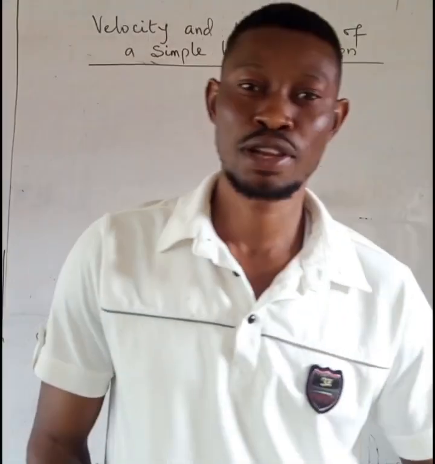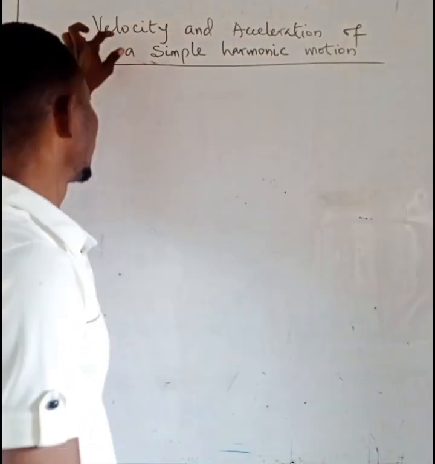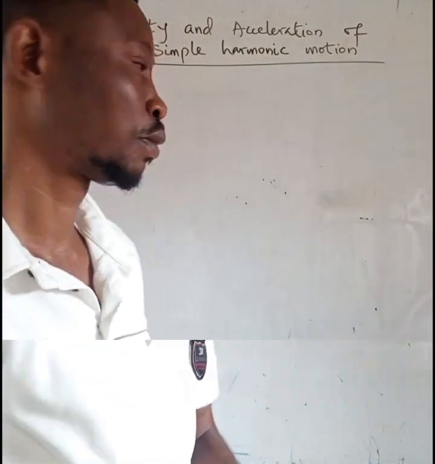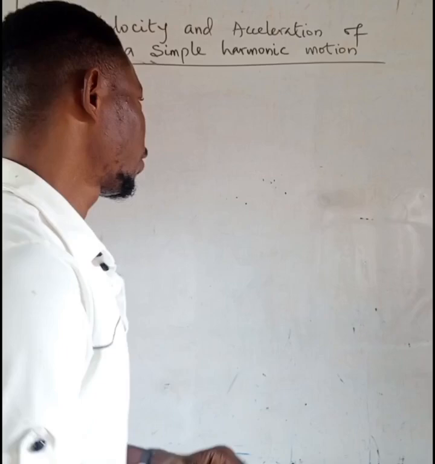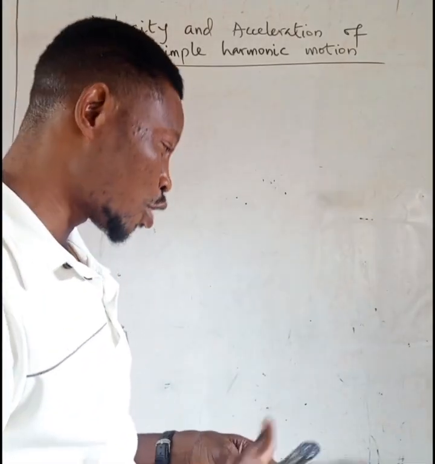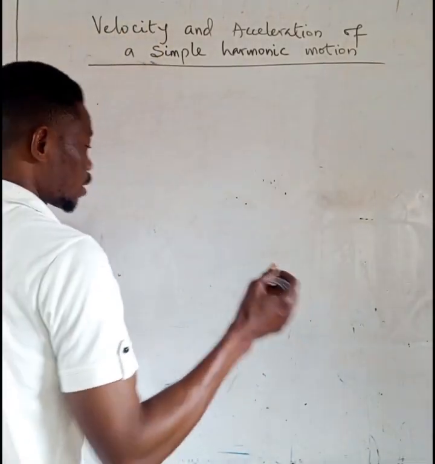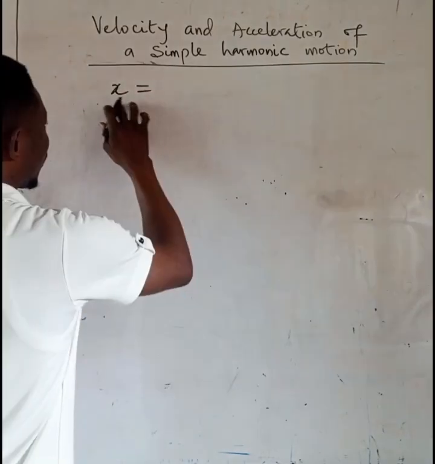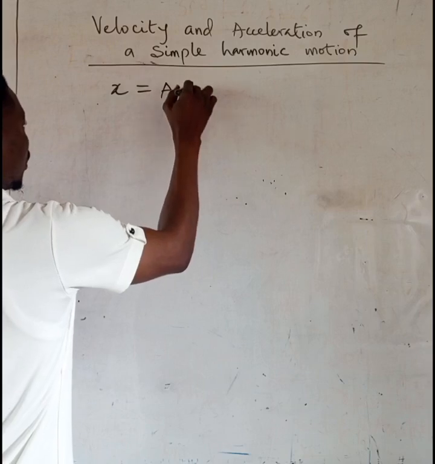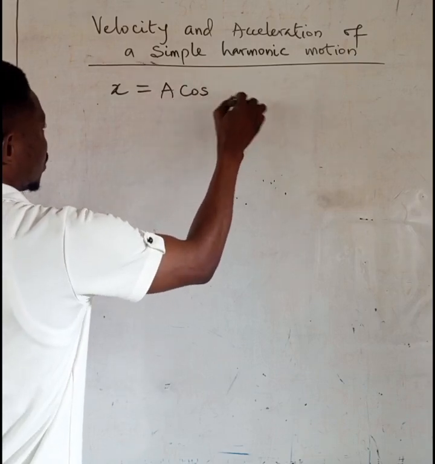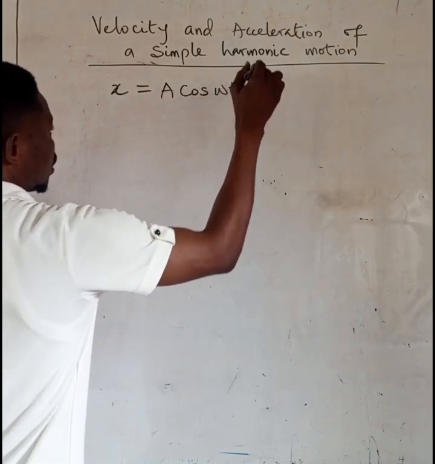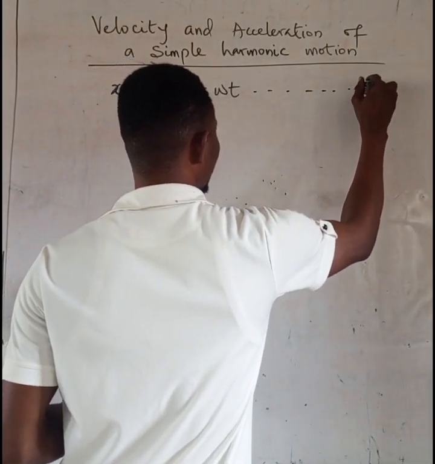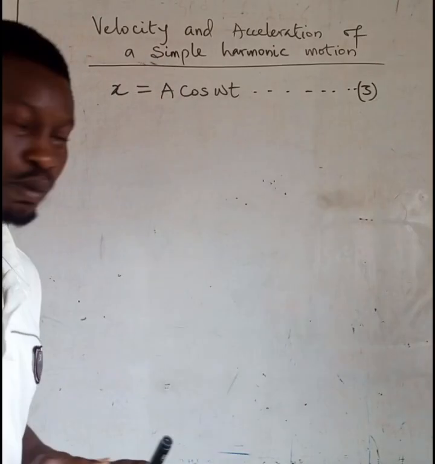So today we are going to look at the velocity and acceleration of a simple harmonic motion. In the previous video we had looked at the displacement of a simple harmonic motion and we obtained an equation for the displacement to be x is equal to a cosine omega t. That could have been equation number 3. So we can actually build from there.